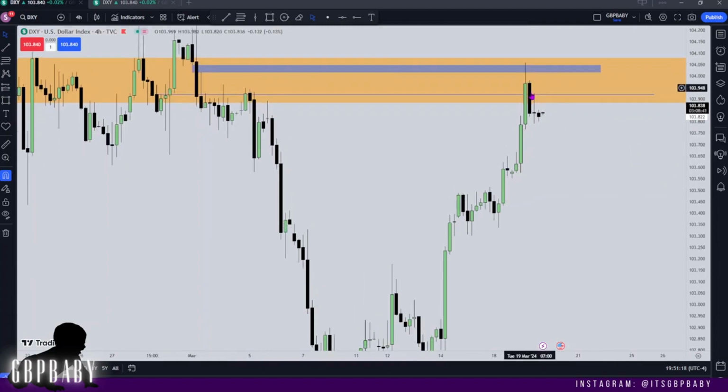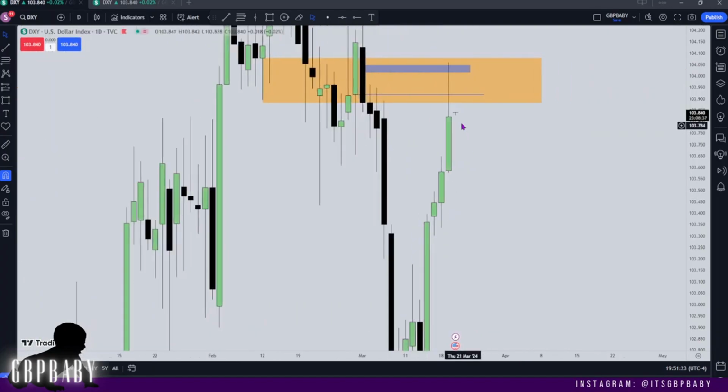So we traded into that, beautiful reaction off of it, kind of just consolidating now, but let me go back to the daily and we can start looking at what we can start aiming for.